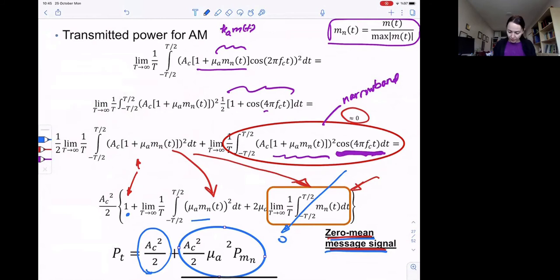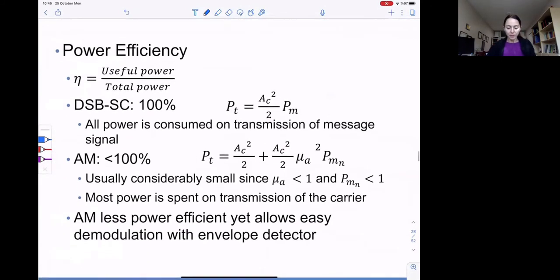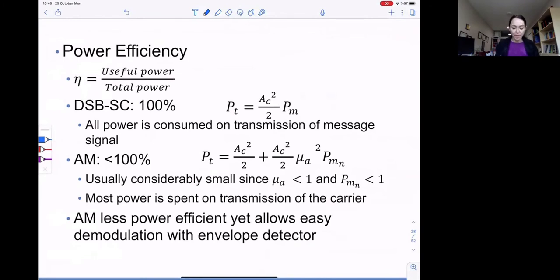Okay. So how about the power efficiency? Efficiency is defined as the useful power divided by the total transmitted power. What is the useful power? The power that corresponds to the message. In double sideband, all the power is used to transmit the message. So the power efficiency is by definition 100%.